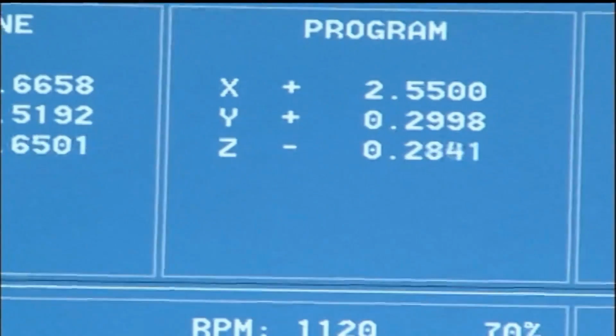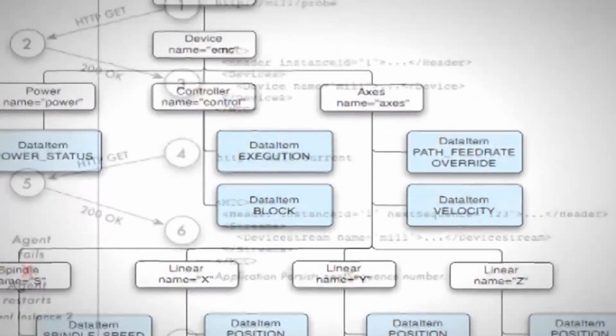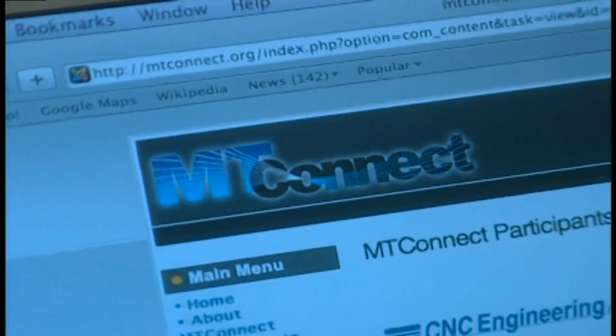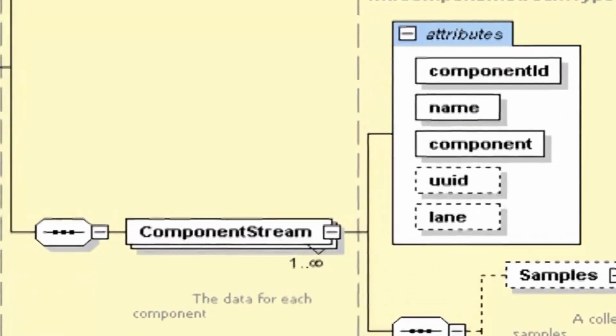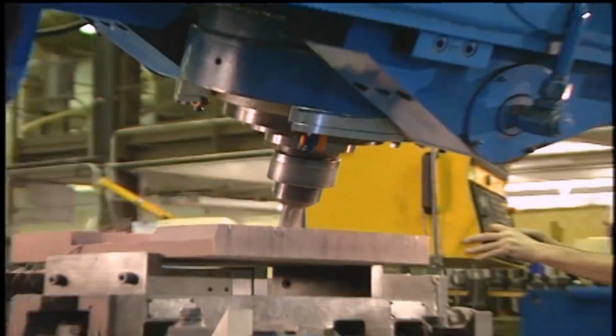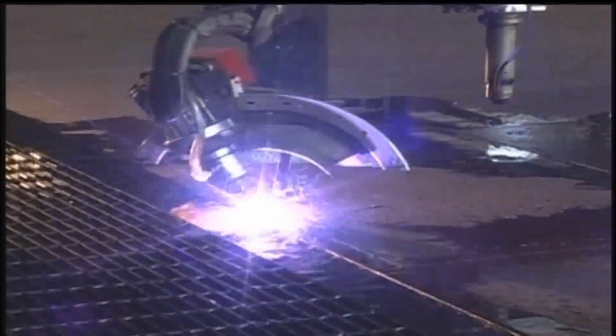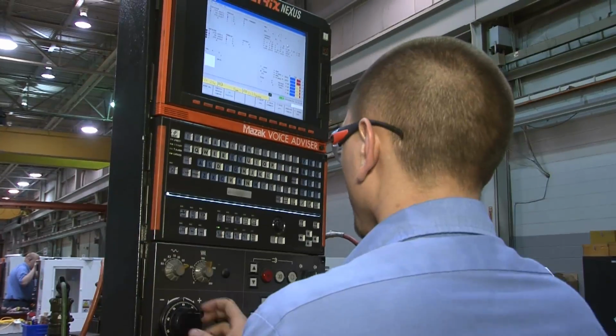Since that historic day, the standard's coverage has grown tremendously, and so has its adoption in the manufacturing industry. MTConnect has become the de facto standard and has enabled the industry to move from a multitude of custom data sources to a common format and delivery mechanism.